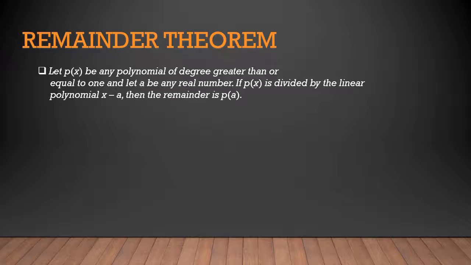Let p(x) be any polynomial of degree greater than or equal to 1. Let's say p(x) is divided by g(x), then remainder equal to what? We have to find the remainder, so we use the remainder theorem. To find the remainder of a polynomial we use the remainder theorem. It is a very easy topic. So let's see the proof of the remainder theorem.